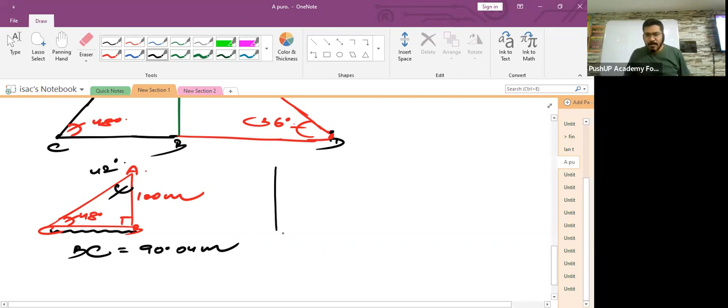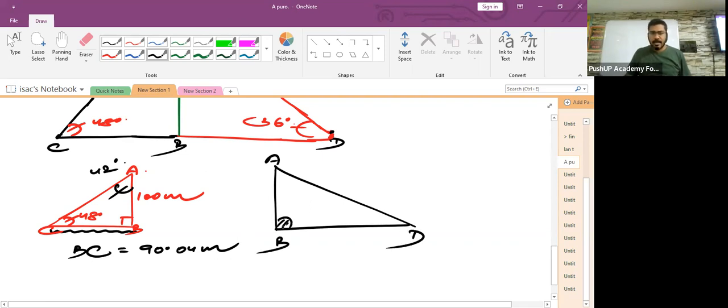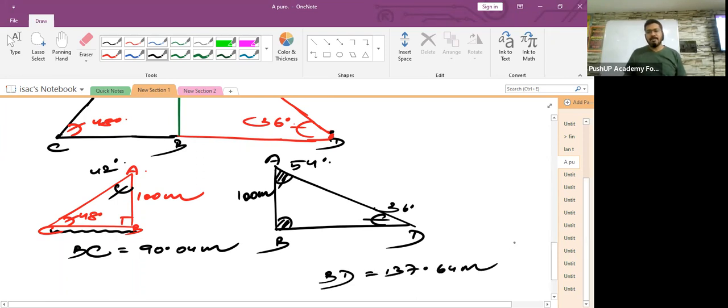Then second step will be what? Taking the bigger right angle triangle over here, triangle ABD. How much is this angle? 36 degrees. So you will be considering this angle as the reference angle. Again, you will apply tan function with reference to 54 degrees and get the value of BD. How much it was? 137.64 meters.